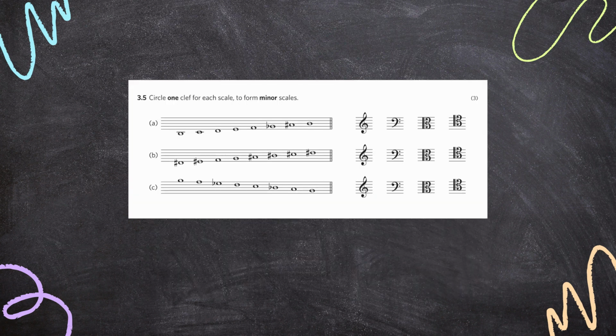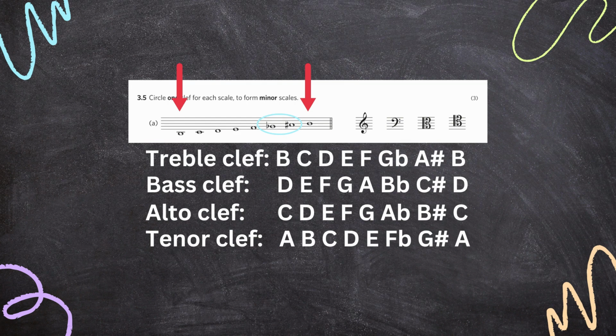You need to choose the right clef for each scale. Take a look at the first and the last note of each scale, which are the tonic. Then look for accidentals in the scale. In question A, let's try different clefs to fit in. Then we found that if bass clef is used, the first note becomes D here. It is clear that the scale is in D minor, so the answer is bass clef.